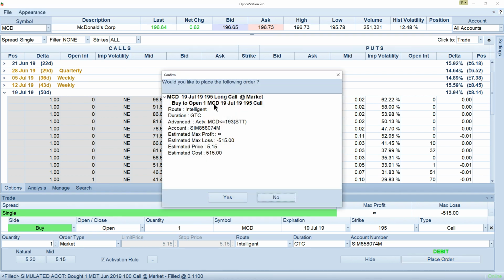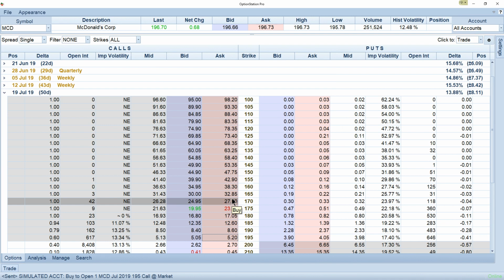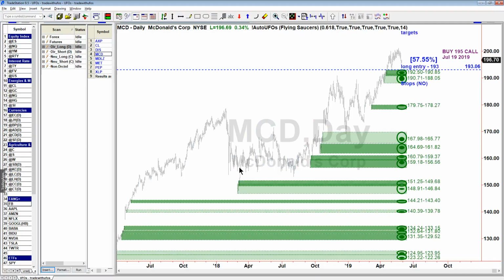McDonald's, we are buying to open the July 19 195 call if McDonald's is less or equal than 193. Okay, so you click yes, and the order is in the system. I haven't got filled, of course, because McDonald's didn't come to this blue line yet. But if it does, I will automatically get filled. Okay, so you have it.